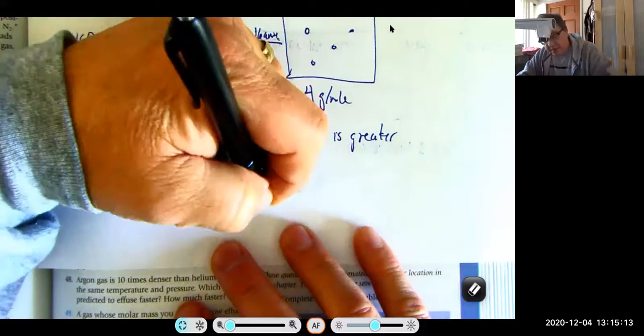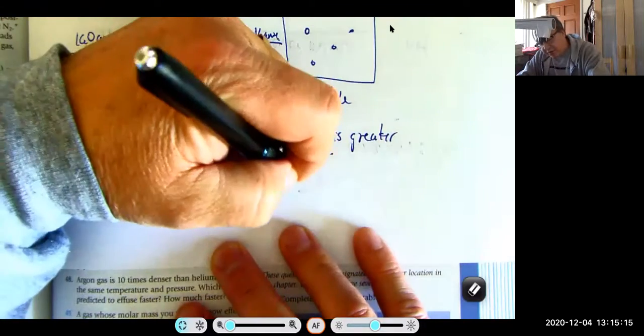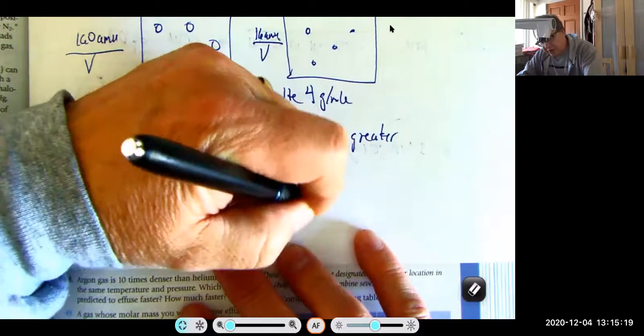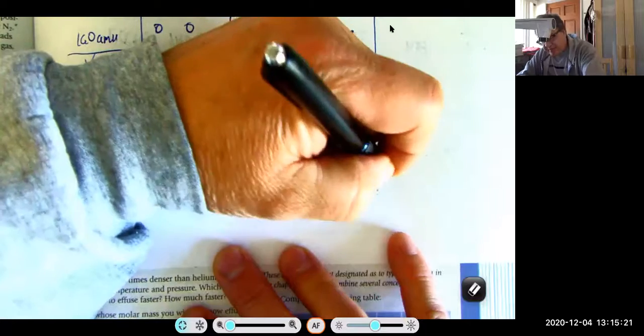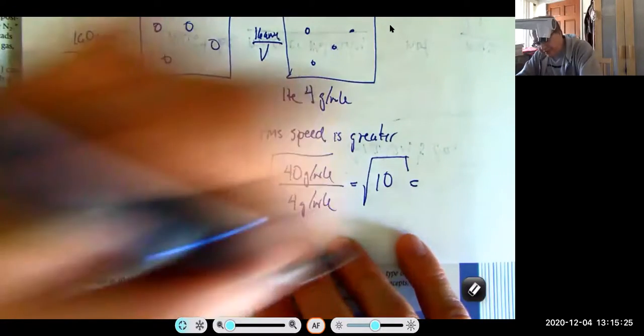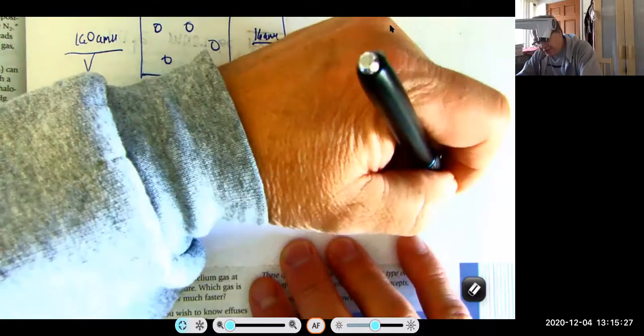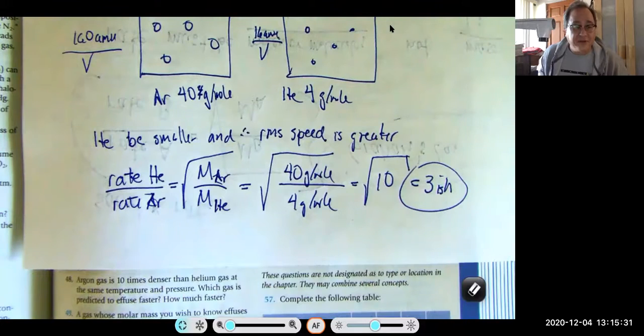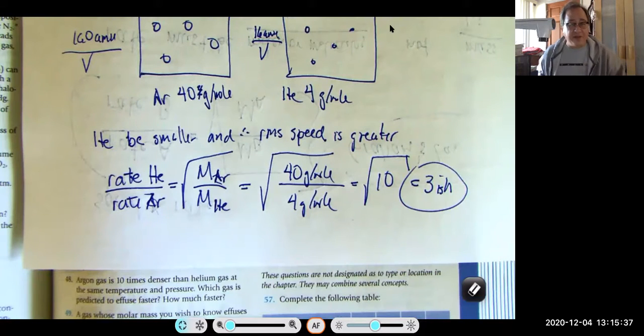Here, the molar mass of argon is 40 grams per mole and helium is 4 grams per mole, so the ratio is the square root of 10. And the square root of 10 is like 3-ish. So the helium will effuse about 3 times faster than the argon. Any questions about that? Are you guys okay with that?